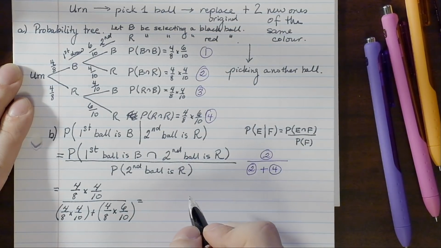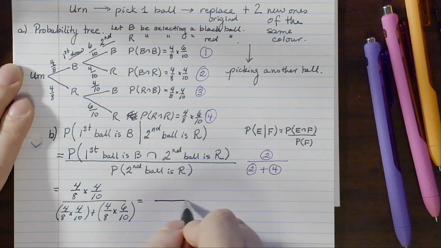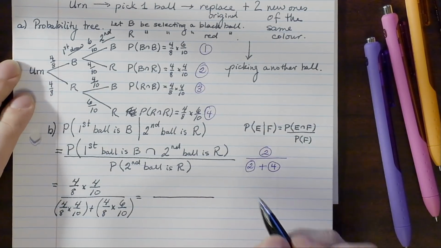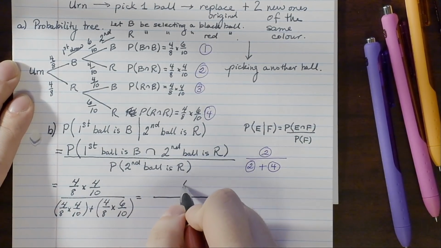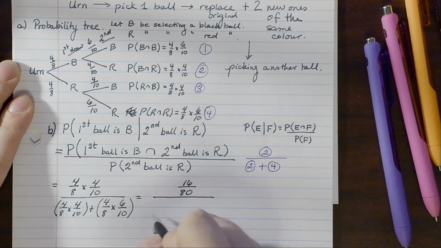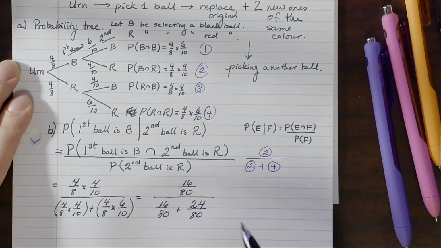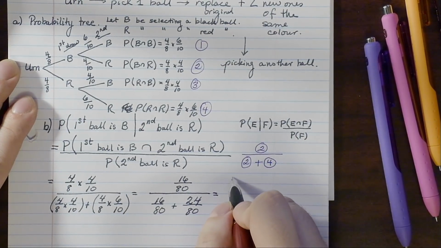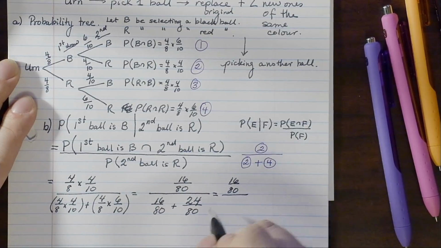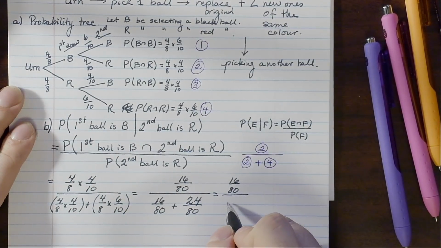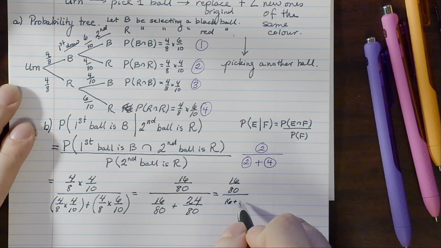Okay. Now, this is quick math to do because I have 4 times 4 is 16 over 80, plus 6 times 4 is 24 over 80. So that gives me 16 over 80 over, and then 16. Well, what I'll do is I'll just write 16 plus 24 over 80.